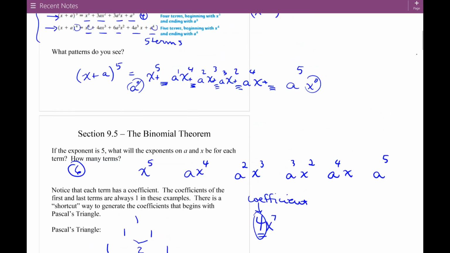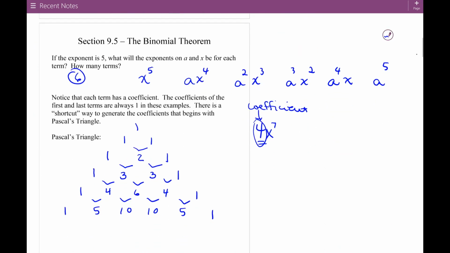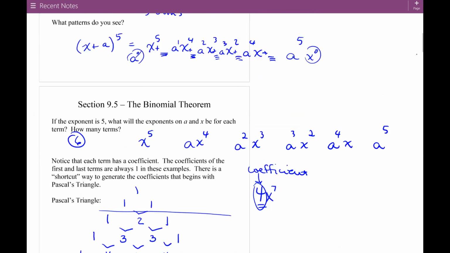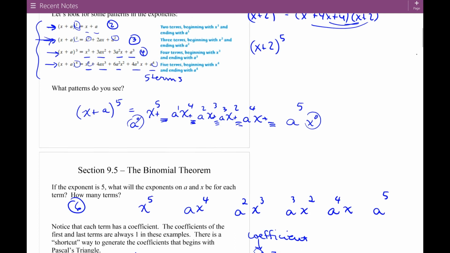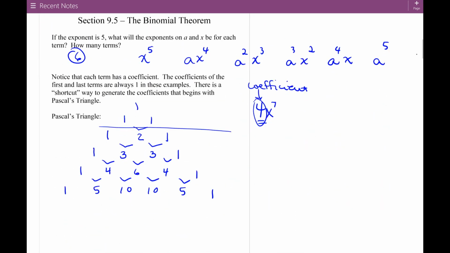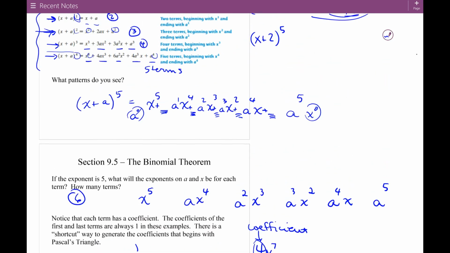Well, let's notice that when the exponent is 1, the coefficients are 1 and 1. So that's represented by this row in Pascal's triangle. When the exponent is 2, the coefficients are 1, 2, 1. So that represents this row in Pascal's triangle. The next example, our coefficients are 1, 3, 3, 1.